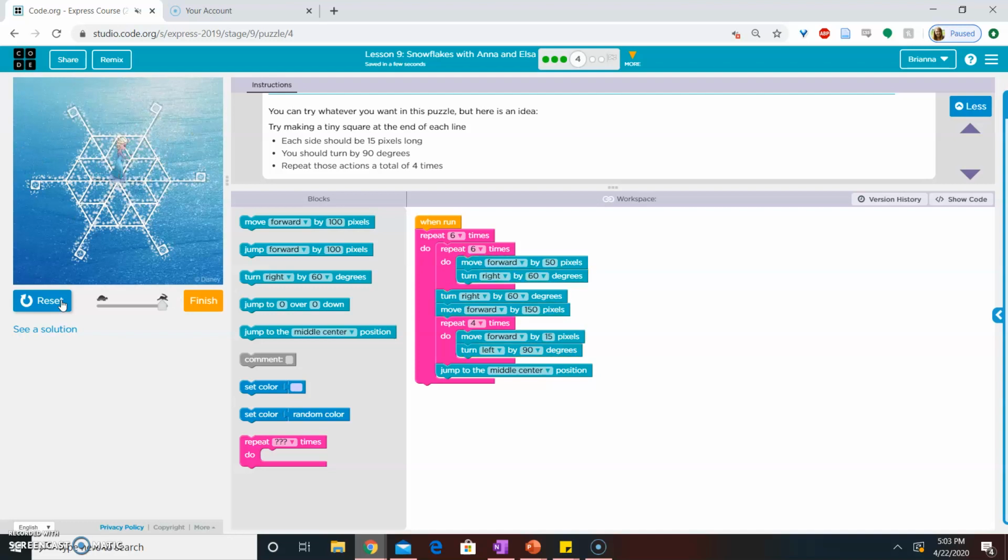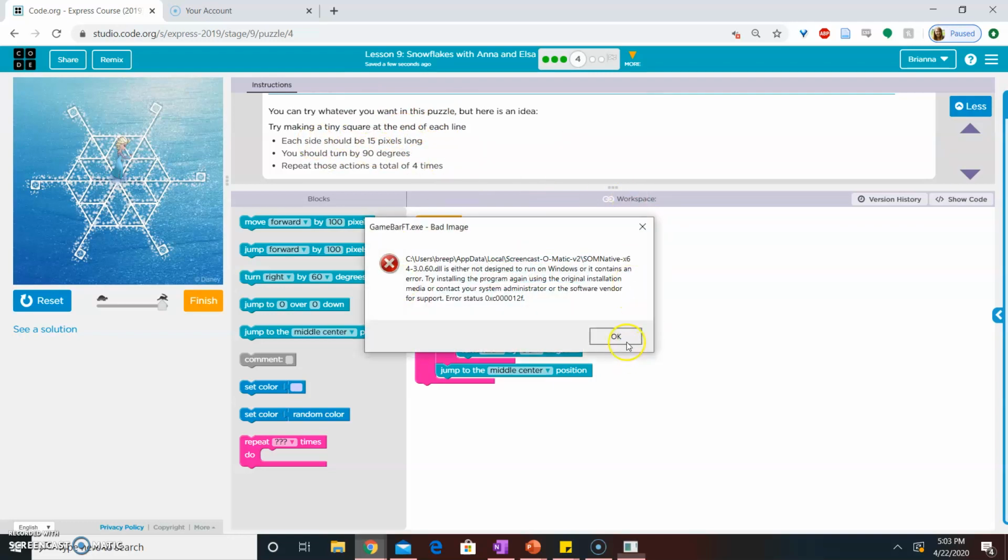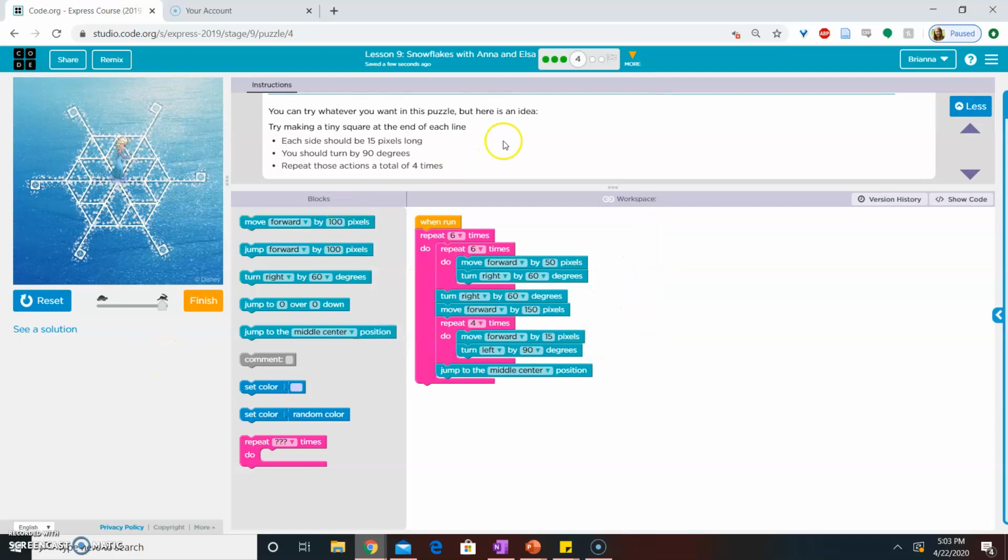So even me, I don't always get it right the first time. Sometimes I have to guess and check a little bit, but I always make sure I'm reading these instructions up here and then making changes down here as necessary. All right, let's go on then.